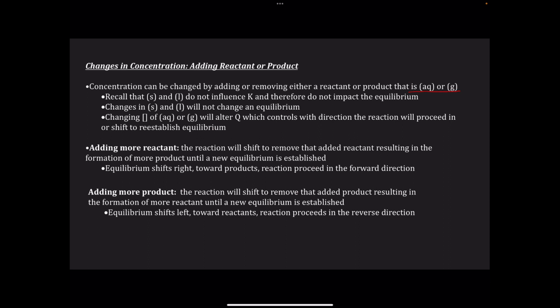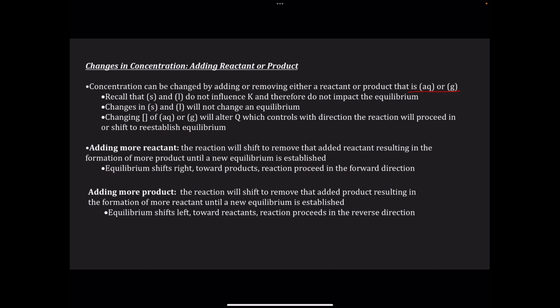Changing concentrations of aqueous or gas substances will alter our Q, or alter our ratios, which controls the direction in which the reaction will proceed or shift in order to re-establish equilibrium. So we have a reaction in which we've reached equilibrium. If we add more reactant, we now have a scenario where we have excess reactants. We need those reactants to go down in order to reestablish our equilibrium ratio. So what's going to happen is our reaction will shift to remove that added reactant, resulting in the formation of more product until a new equilibrium is established.